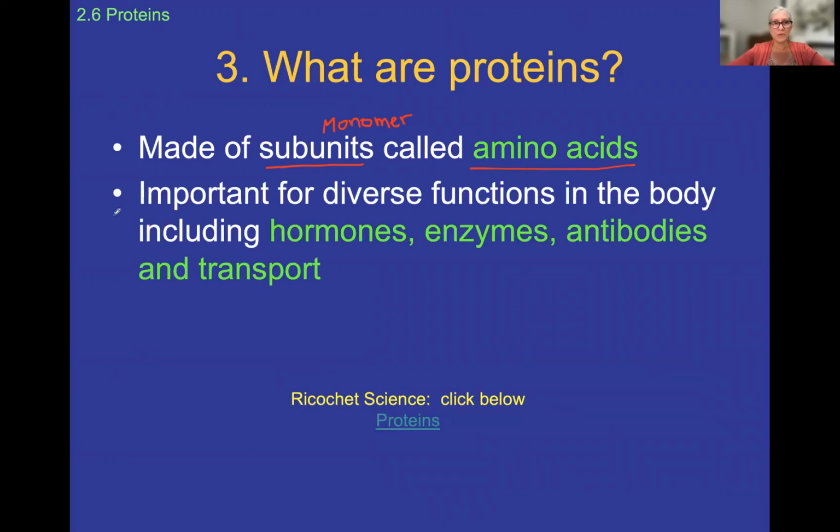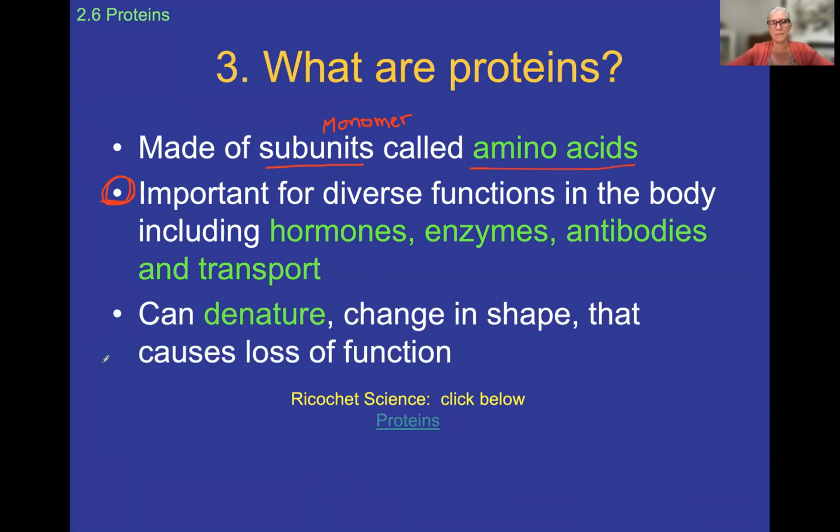What are proteins important for? Quite a few things. All right, proteins kind of run the show. Hormones, enzymes, antibodies, transport molecules, in addition to building the body, skin, bones, muscle, membranes, many places we have proteins.